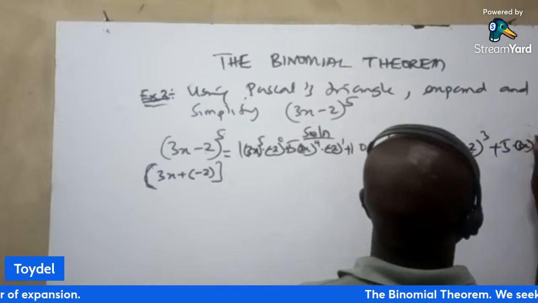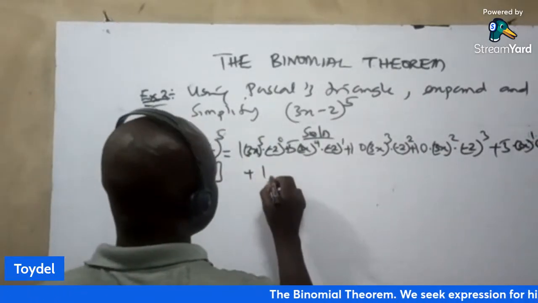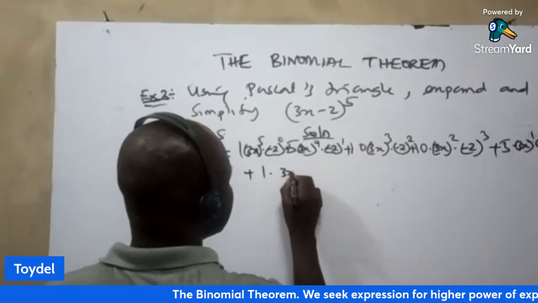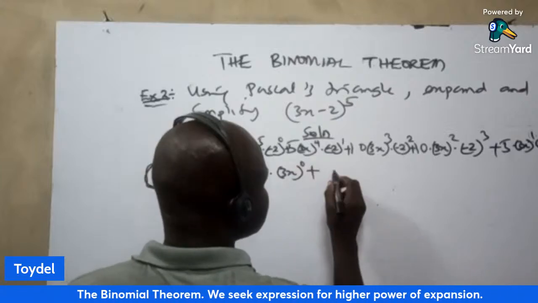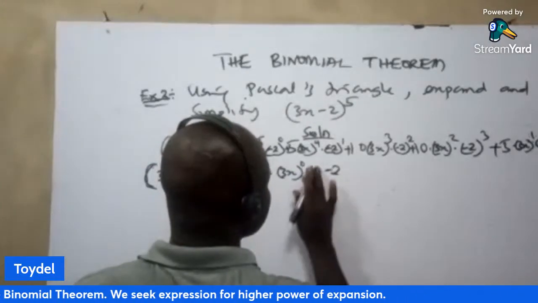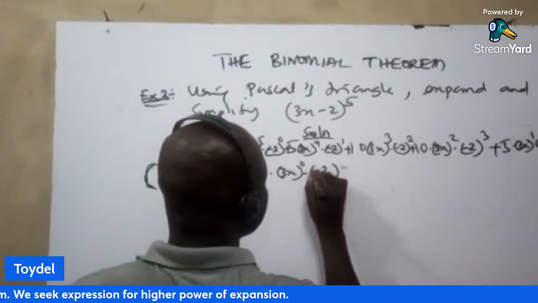Now, this raised to power 1. Then plus, lastly, 1 multiplied by 3x raised to power 0, multiplied by minus 2 raised to power 5.